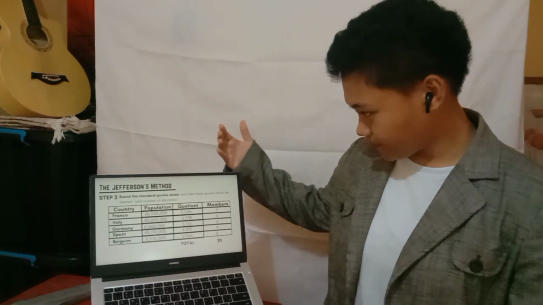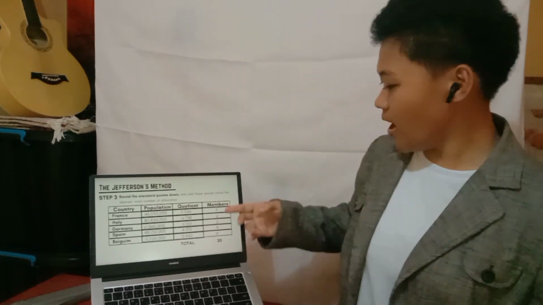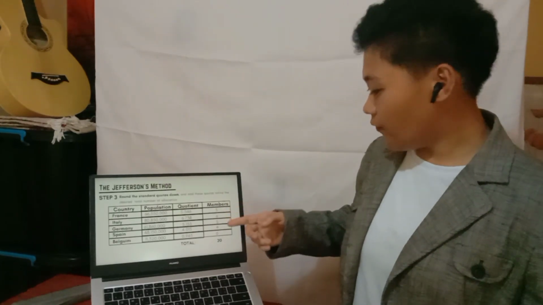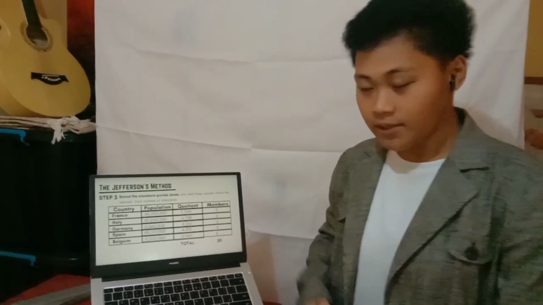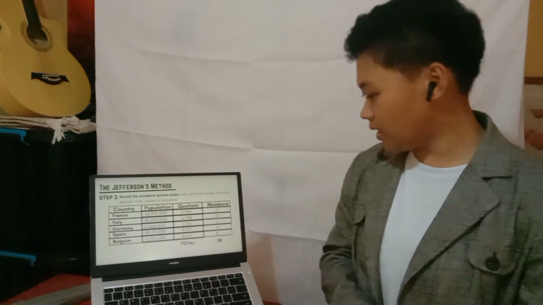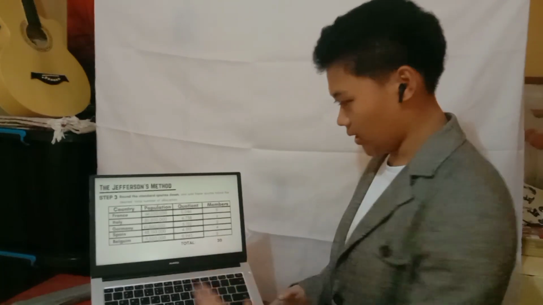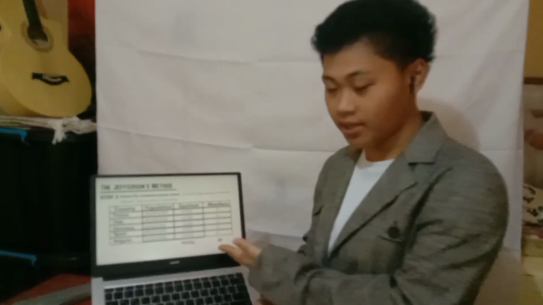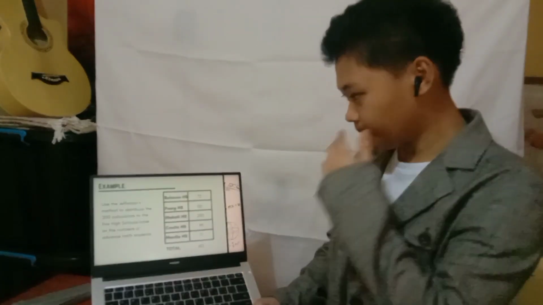So let's just round off or make it the whole number, the results earlier. So it will be 5, 6, 5, 4, and 0. So we're going to add all of this, and it will become 5 plus 6 plus 5 plus 4 plus 0 equals 20. So we already get the total number, the number to be allocated, which is the 20.